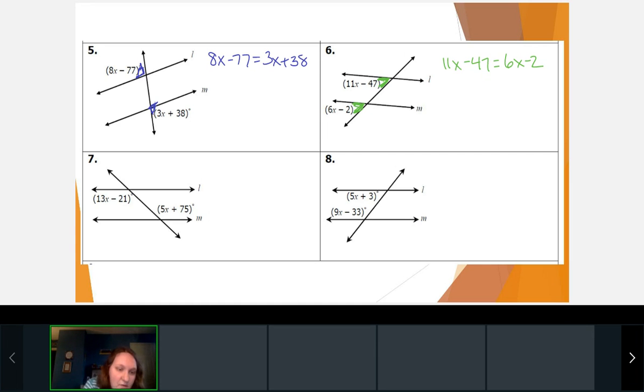Well, this angle right here is the 13x minus 21, and this angle right here is the 5x plus 75. They are both on the inside, in between the two parallel lines, and they are on different sides of the transversal. 13x minus 21 is on the left side, 5x plus 75 is on the right side. They are alternate interior angles. They're also both obtuse. So when you set up your equation, you're going to say 13x minus 21 equals 5x plus 75.